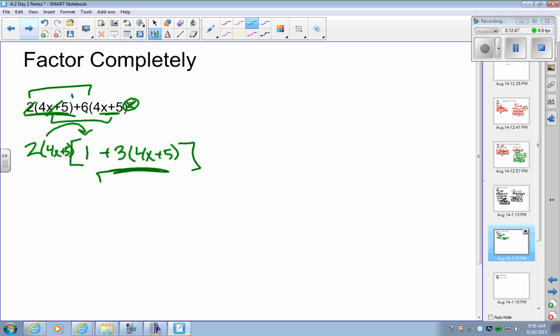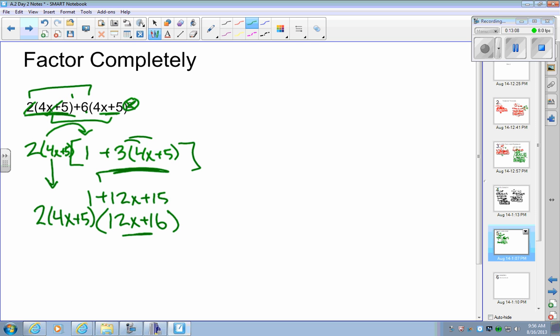Let's simplify this middle bracket. So 1 plus 12x plus 15 when we throw this through, so 12x plus 16. Bring this stuff down. So we'll go 2, 4x plus 5. Now, notice this one has a GCF. So our direction said factor completely. What it has in common is obviously a 4. So let's pull a 4 out. You're left with 3x plus 4 because it wants us to factor it completely.